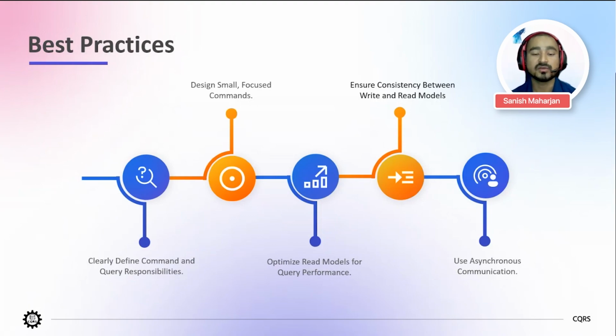And the third is we need to optimize the read model for query performance, so that whenever we are retrieving information, it is faster and efficient. And the fourth one is we should ensure the consistency between the write and read models. And for that, we should always use asynchronous communication.